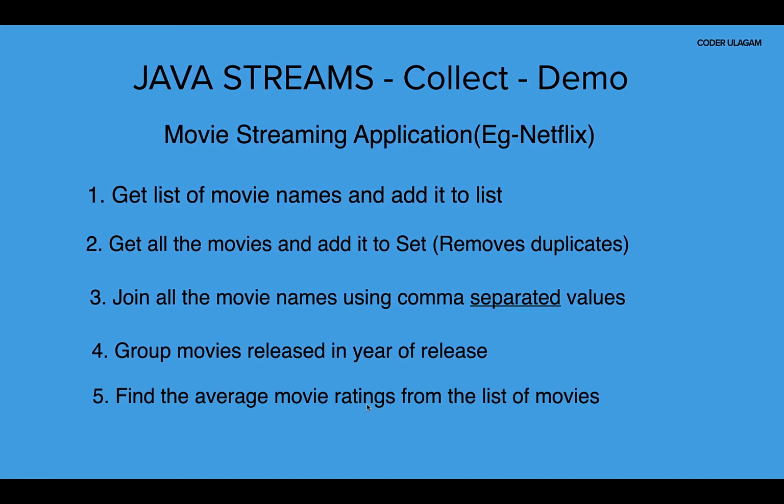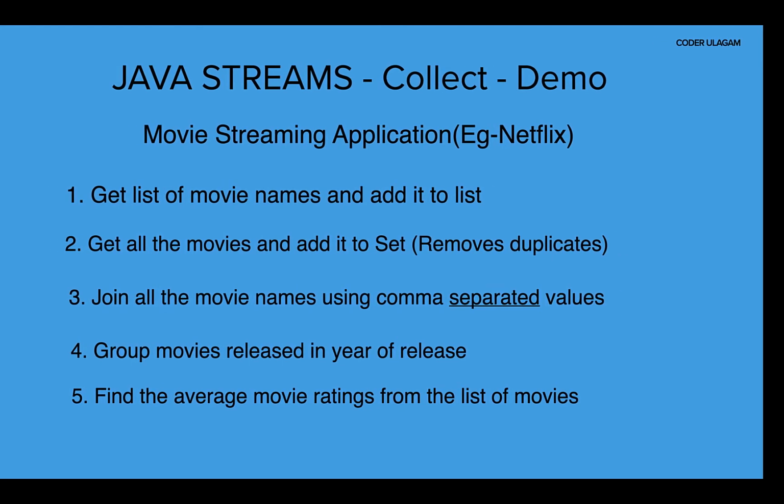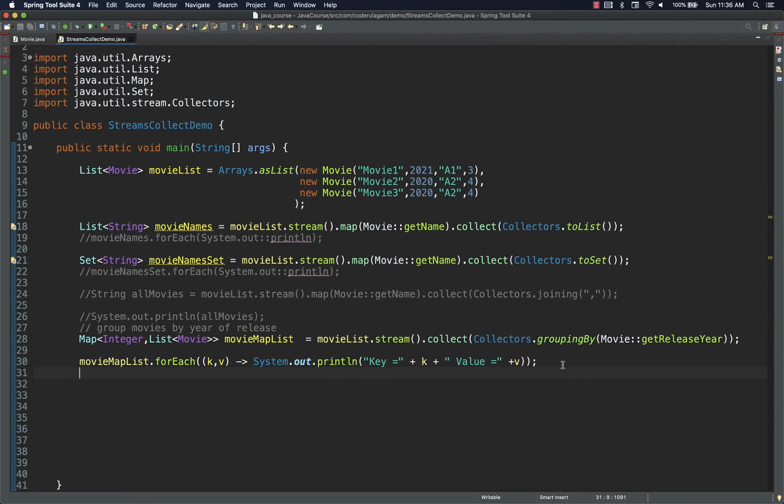Here, next, we are going to see how to find the average movie ratings for the list of movies. This is another method in the Collectors framework that we can leverage. It's called averaging. There are a lot of average functions, but we are going to just use averagingInt here. I'll show you an example. It's pretty similar: you just do movieList dot stream dot collect. Let me copy paste that.